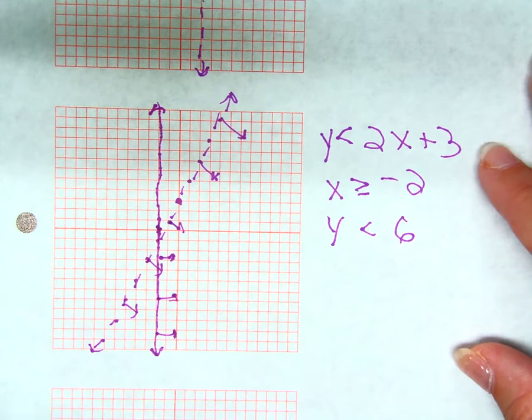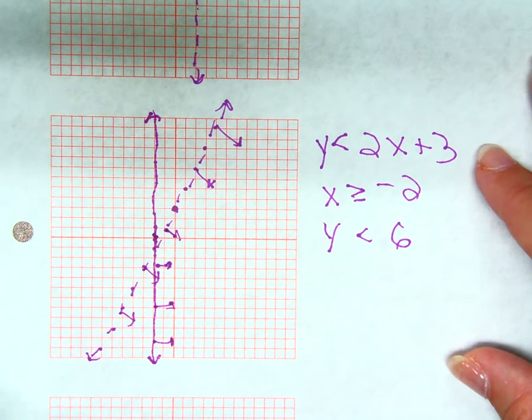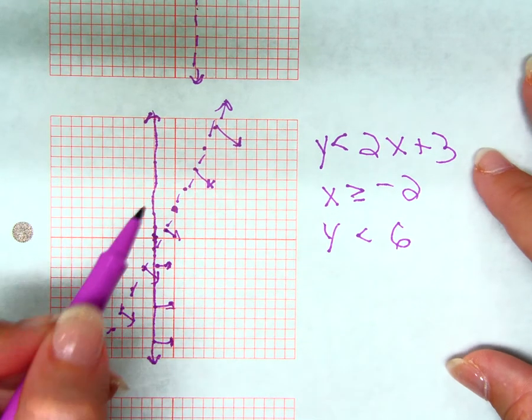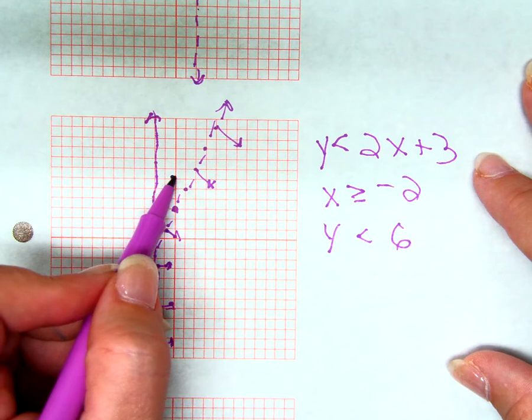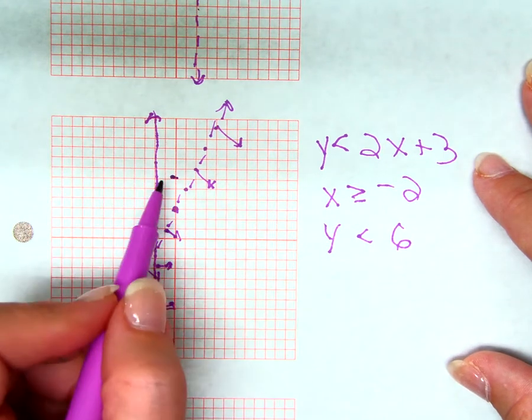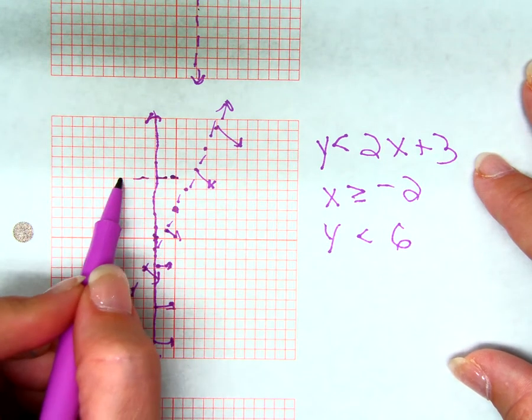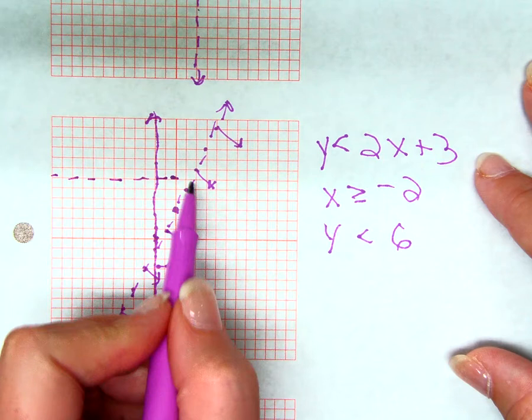How about the third inequality, excuse me. 1, 2, 3, 4, 5, 6. It's crossing the y-axis at 6. And because it's just less than, it is a dotted line or a dashed line.